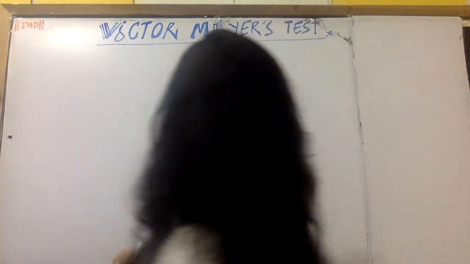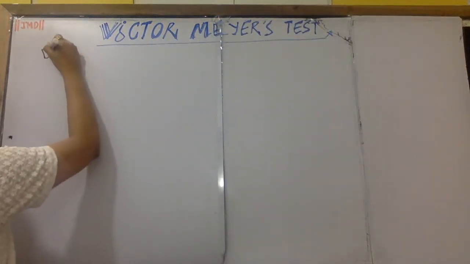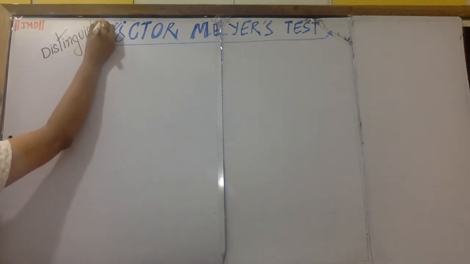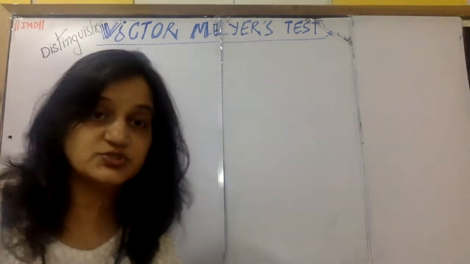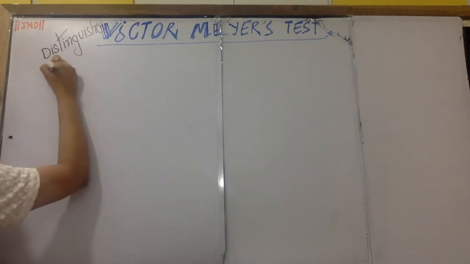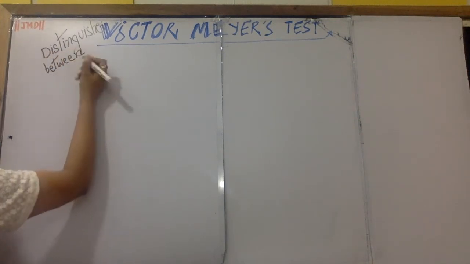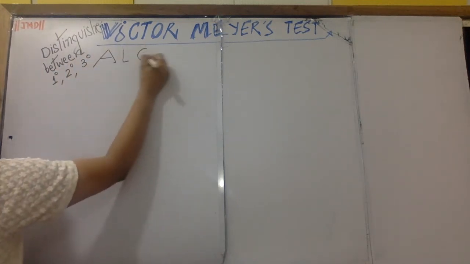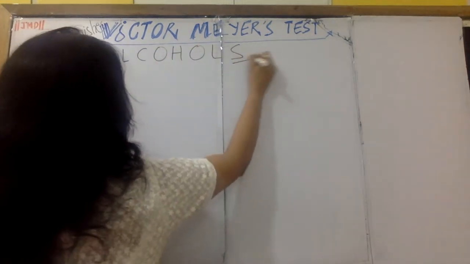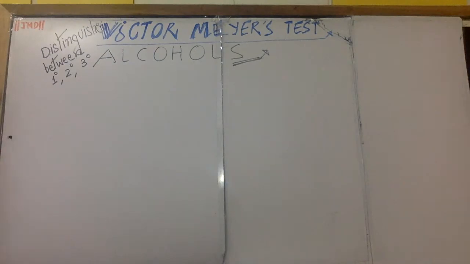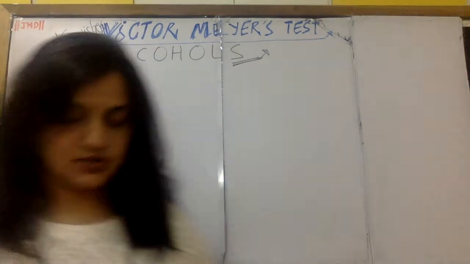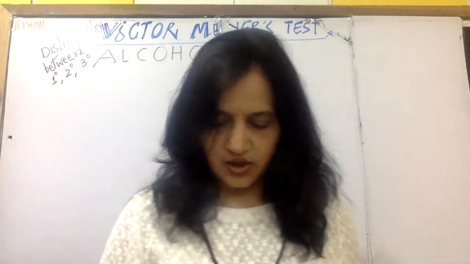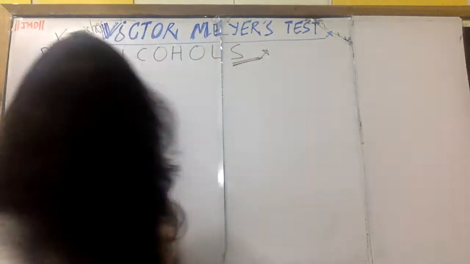So just give the heading. It is a test which distinguishes between primary, secondary, tertiary alcohol. So Victor Meyer's test is a test which is used to distinguish between the primary, secondary and tertiary alcohols. Okay, now I just give you the reactions, how it distinguishes.